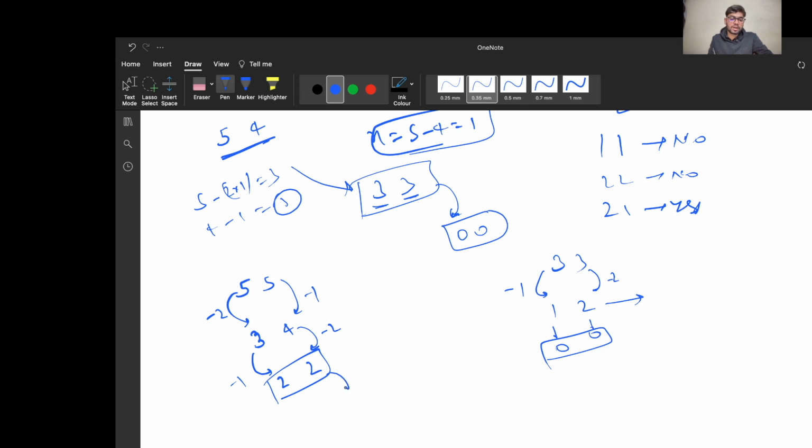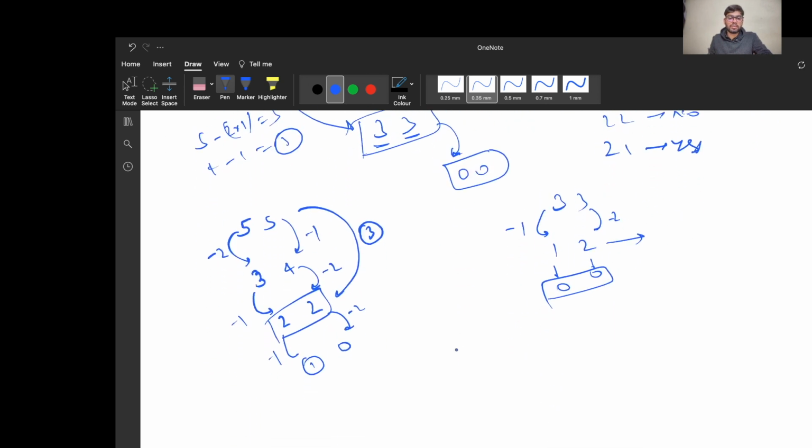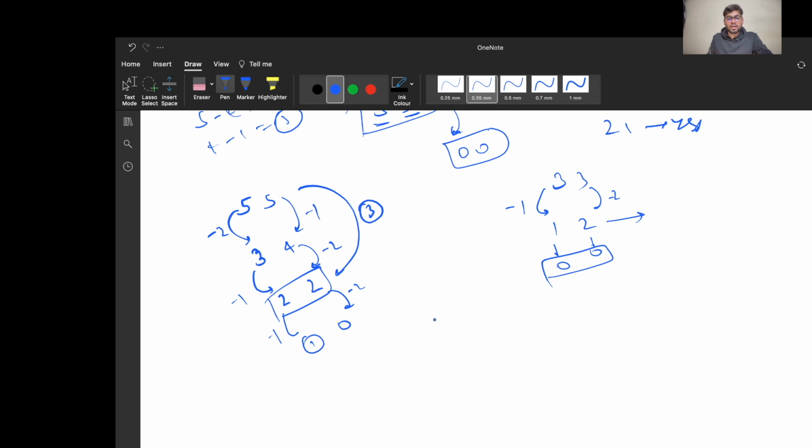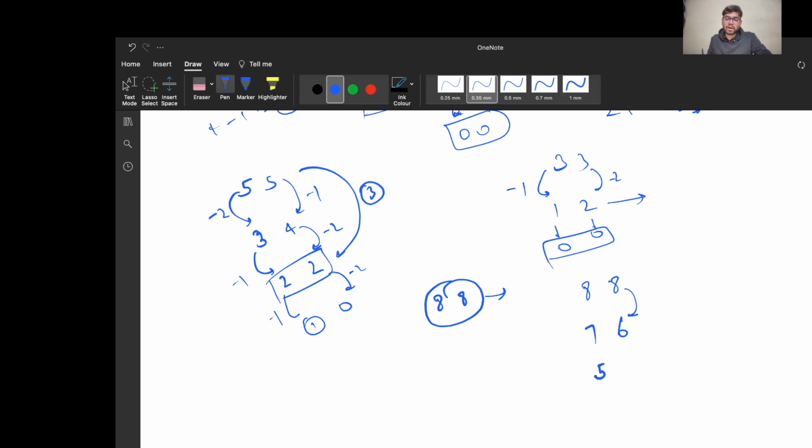After that we further simplify: minus 2 this will become 0 and minus 1 this will become 1. So what is happening over here? This is overall reduced by 3. If I am taking a bigger number, let's say 8 is to 8, let's analyze this. 8 is to 8 is further reduced, this will become 6 and this will become 7. Now this will become 5 and this will also become 5. So overall decrement is 3.